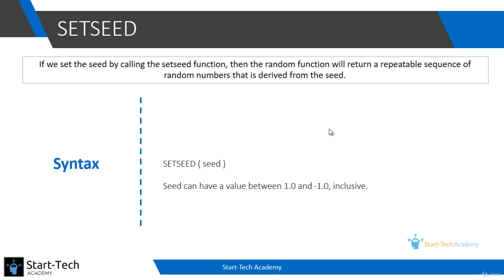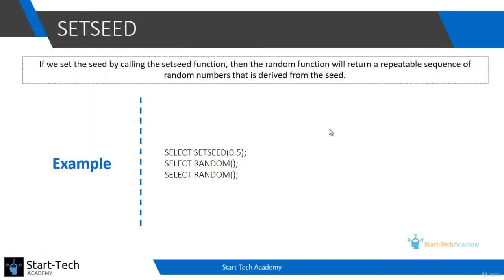Seed value can be between -1 to 1, and both of them can be included, and it can have any decimal value also. This is how we set a seed. We will write select set seed of 0.5. Once you have set the seed, when you run the random function, it will give you a particular value. Every time you run the random function after setting seed at 0.5, it will give you the same random value.